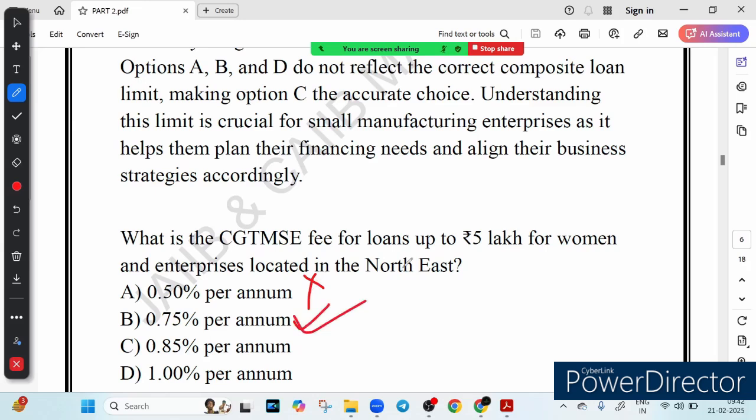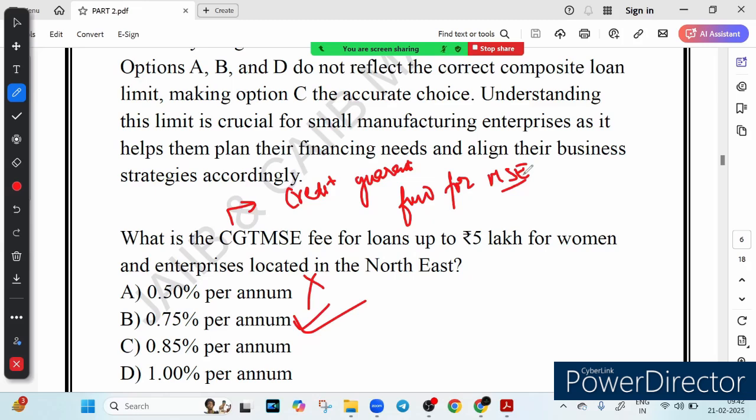This is actually correct. You know what is CGTMSE? First of all, you should know the full form of it. Let me write it down. It stands for Credit Guarantee Fund for MSME, for MSE, micro and small enterprise. Credit Guarantee Fund for micro and small enterprise. You know, it provides financial security to banks when they lend to a small business, right? So whenever a bank lends to a small business, the CGTMSE provides financial security to the bank, right?